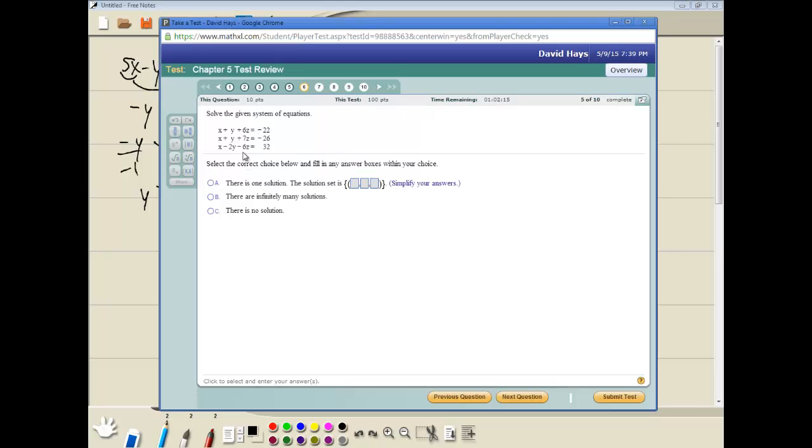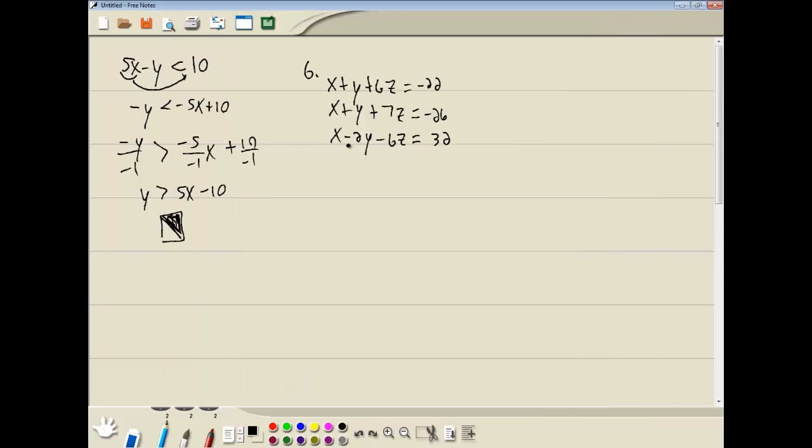Assuming I have been able to see the minuses and pluses okay, to do this on the calculator, we're going to write down the matrix that goes along with it. We'll drop our x, y, and z's, keep their numbers and their signs. So we got 1, 1, 6, negative 22, 1, 1, 7, negative 26, 1, negative 2, negative 6, 32. Notice how the x's are all in one column, the y's are all in one column, the z's in one column, and the numbers on the other side of the equals are in one column.